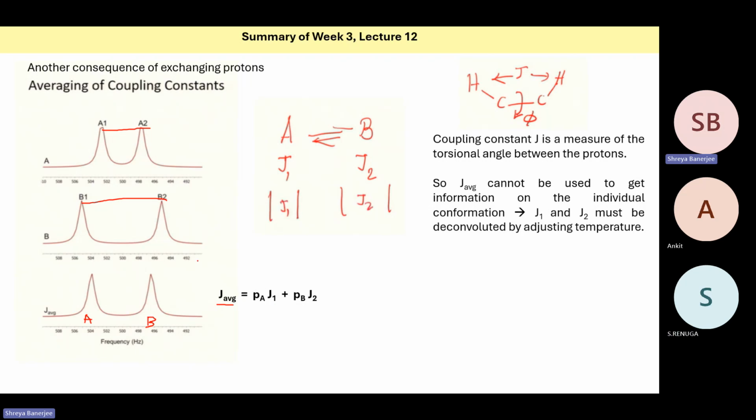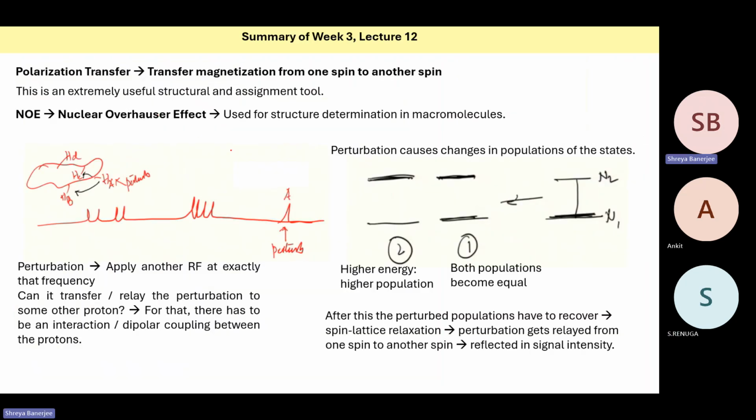But this average J does not give you any information because, you know, this is a 1-3 coupling constant. There are 3 bonds between this hydrogen and this hydrogen that are coupling. This J value is dependent on this torsional angle. So if you know the individual J value, you will know the individual torsional angle. But this kind of average J value is meaningless. It does not help you in any way. So there is a way to counteract this. We will come to that.